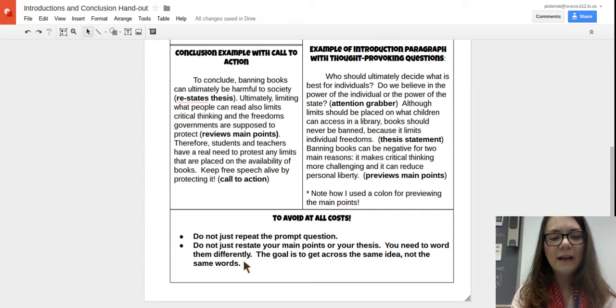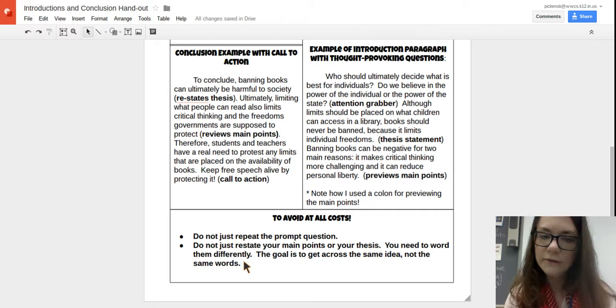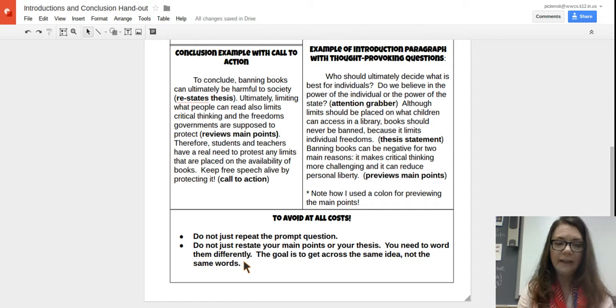Lastly, on this little handout I have here, it's just what to avoid at all costs, don't do this in your introduction and conclusion. And I think I've already mentioned this, do not repeat the prompt question. Okay, and also do not just restate your main points or your thesis at the end. You need to word them differently. And I put here that the goal is to get across the same idea, not the same words. And I think that's helpful to remember and keep in mind.